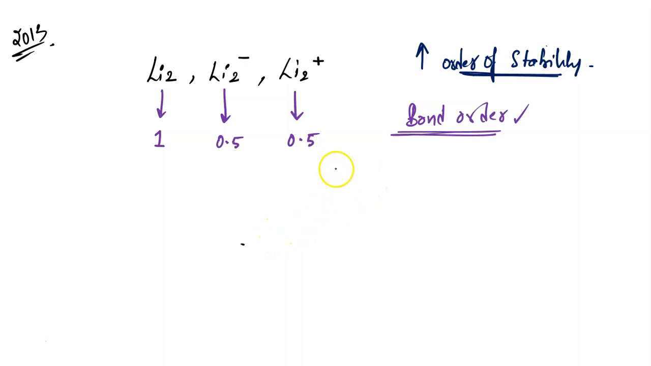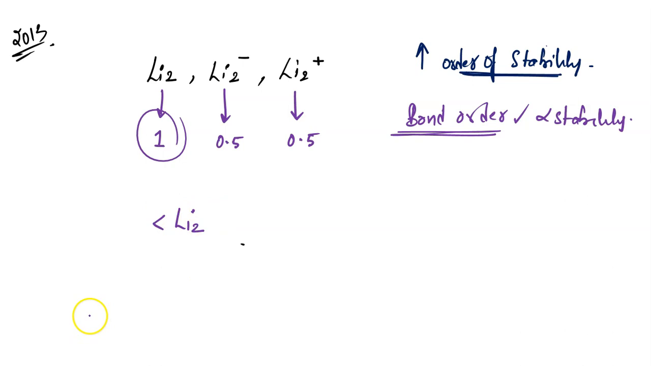Fine. So what is the relation between bond order and stability? Just now we discussed both of them are directly proportional to each other. If both of them are directly proportional, higher is the bond order, higher is the stability. So Li2 has the highest bond order, so Li2 is the one which has the highest stability. Then what about the rest? Both of them have 0.5 each. Now out of these two, which is more stable?